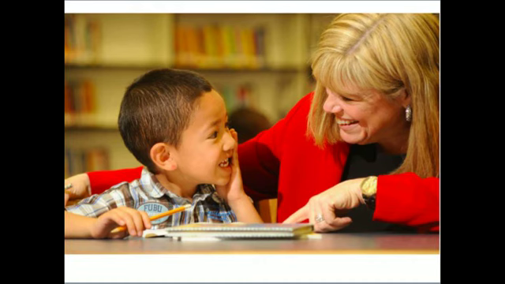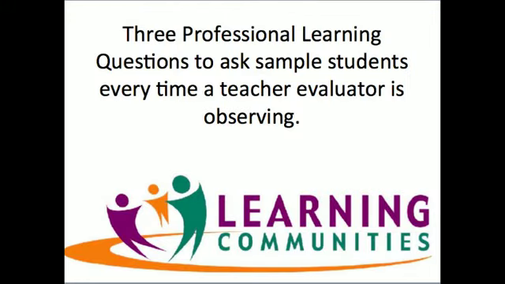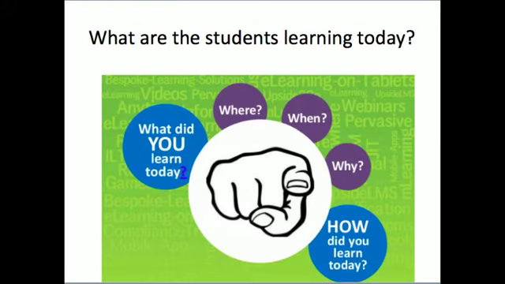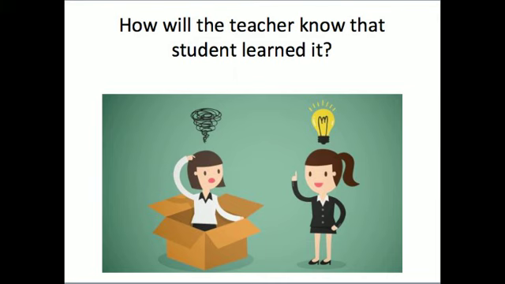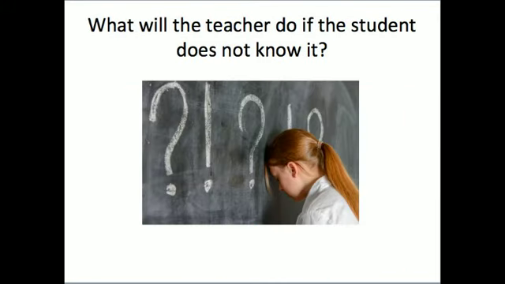The evaluator needs to talk to students when doing observations. I strongly recommend that evaluators ask 3 professional learning community questions during each observation to at least 3 students for each question. These 3 professional learning questions are the following. Number 1, what are the students learning today? Number 2, how will the teacher know that the student has learned it? And number 3, what will the teacher do if the student does not know it?